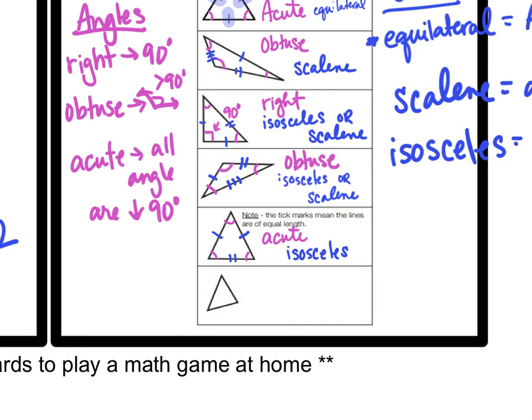Okay, last but not least, I have acute, acute, acute, so it is an acute triangle. And since there are no tick marks, I'm going to say that all the sides are different, so this is scalene.